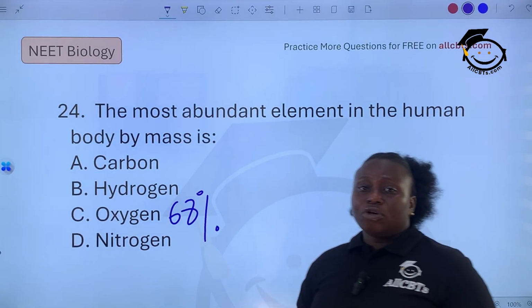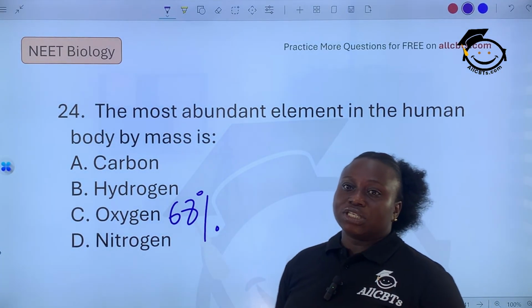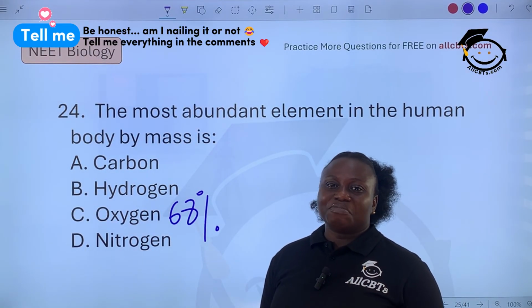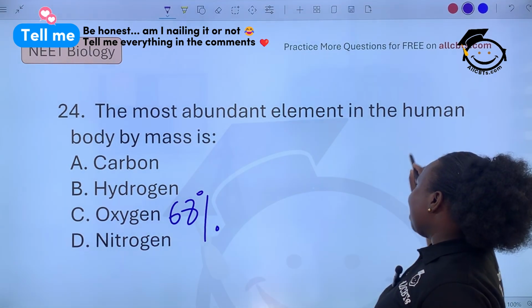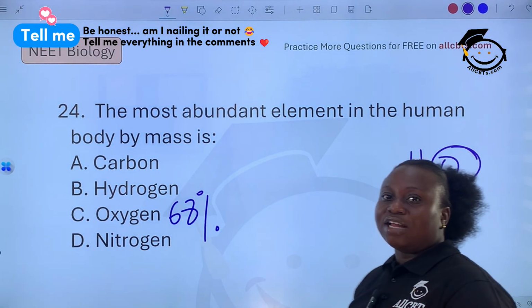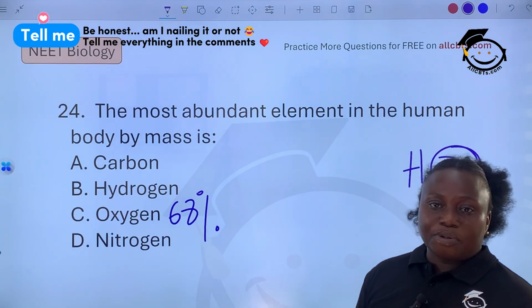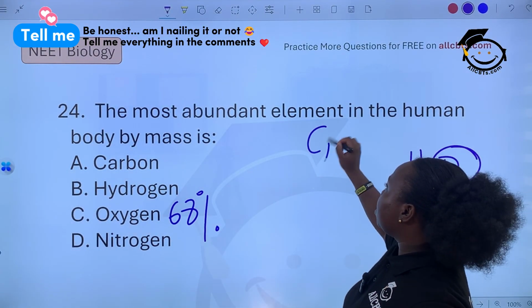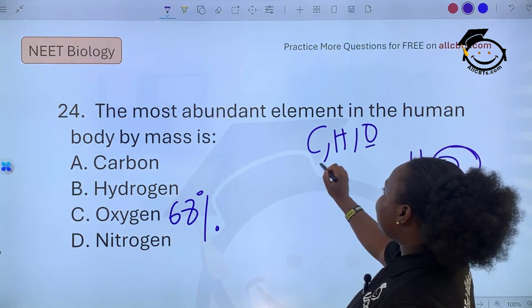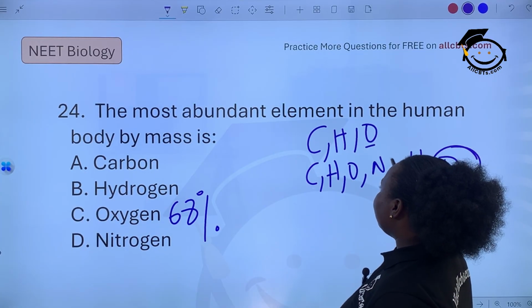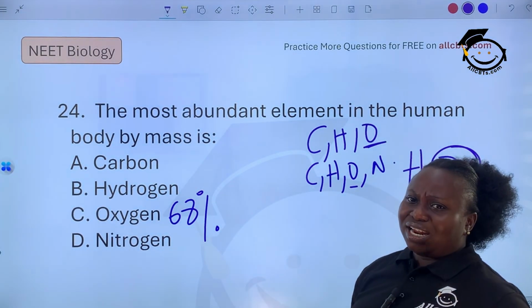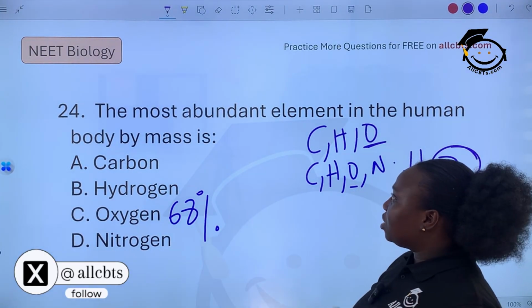And why is that? Because we breathe in oxygen, and we take in water. About 70% of the human body is made up of water, H2O, so the oxygen inside the water is also accounted for. Sometimes we even eat carbohydrates, which contain C, H, O, so they have oxygen. Proteins contain C, H, O, and N, and still have the O. Even lipids, C, H, O, still have the O. So oxygen has the highest percentage by mass.